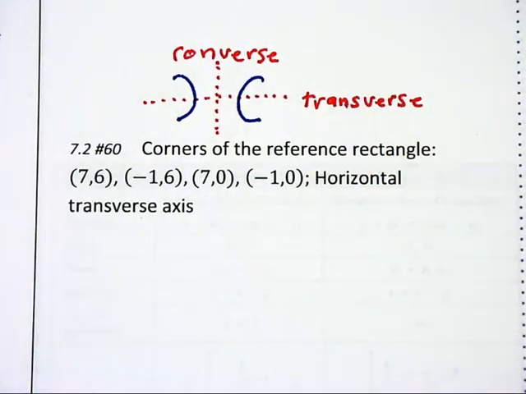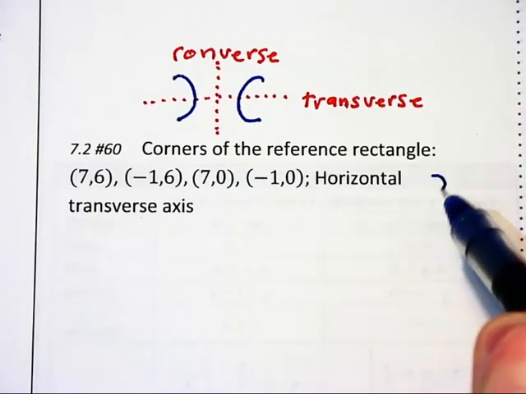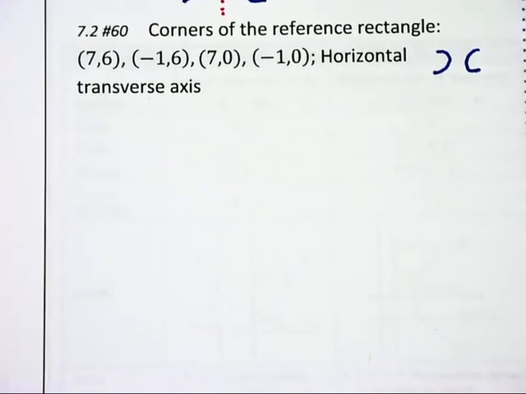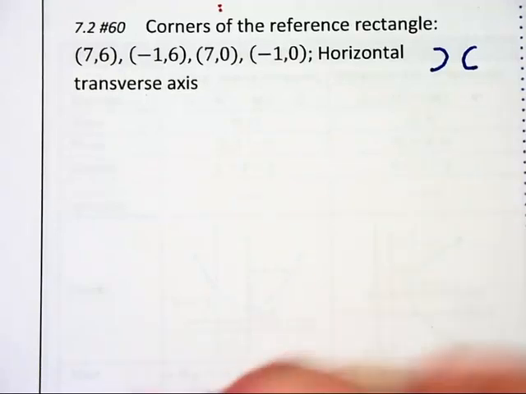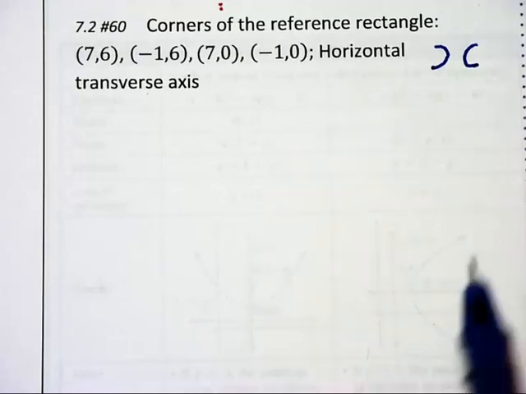In this problem, since we have a horizontal transverse axis, that tells us that this hyperbola is going to open to the left and to the right. Okay, so that's our first definition. Now we need to figure out, based upon this rectangle, what the different values of a, b, c, as well as h and k are.